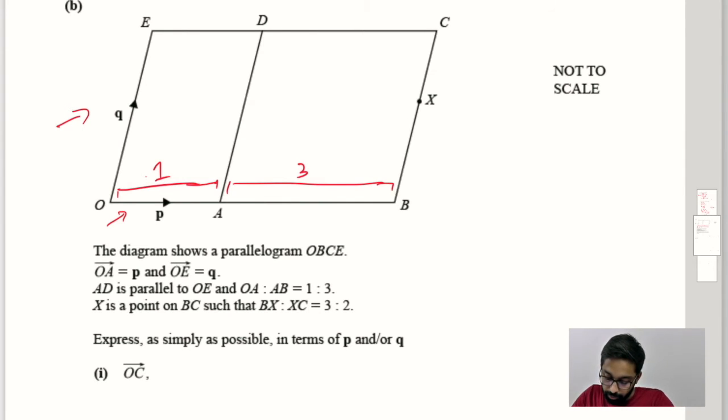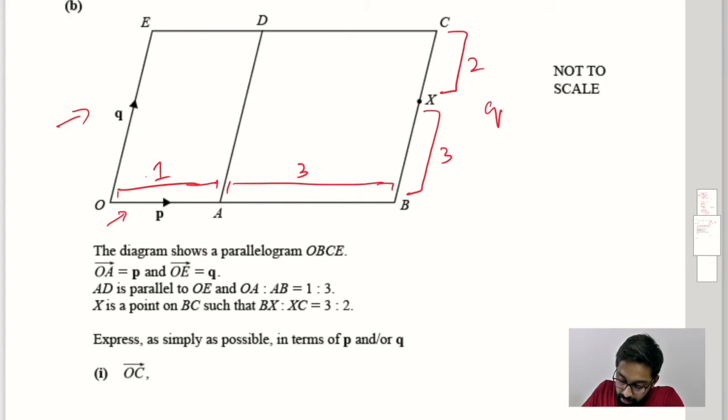X is a point on BC such that BX and XC is in the ratio 3:2. So that means this is 3 parts and this is 2 parts. Now these are 2 and 3 parts of Q because this is Q, and this is 1 and 3 parts of P. That means if this is 1P, then this would be 3P right there. One second. Let me remove this.